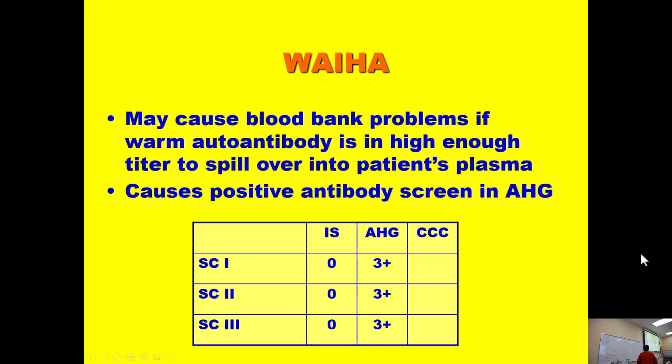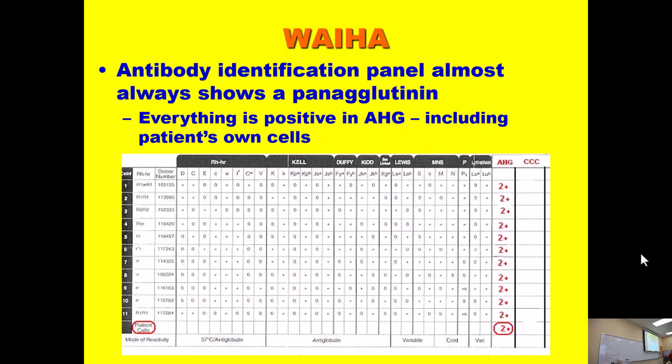May cause some blood bank problems if it's in high enough titer to spill over into the patient plasma. So if it's not just absorbed on the red cells, just not attached to the red cells, it may cause problems. We're going to see something like this for AHG. Antibody ID panel is almost always going to show pan-agglutinin. It's going to agglutinate everything, including the patient's own cells.